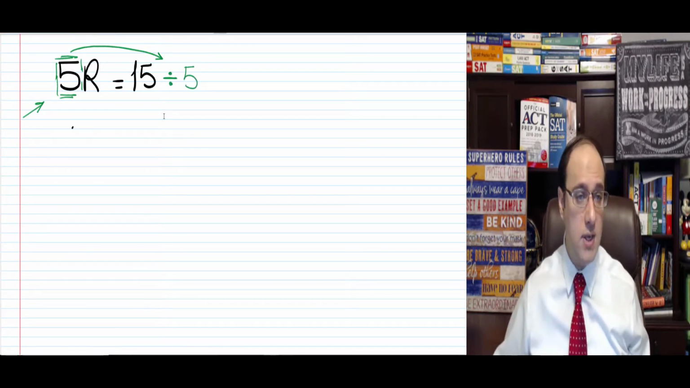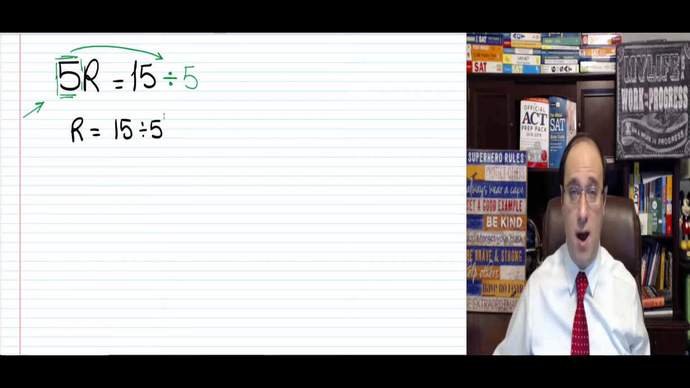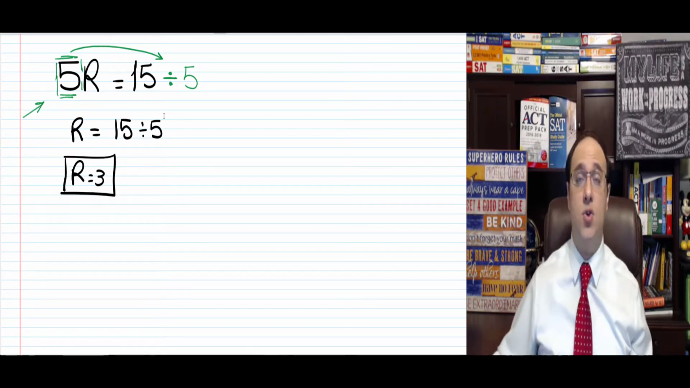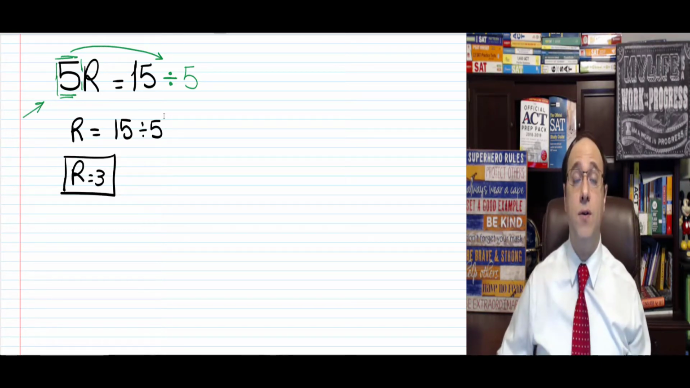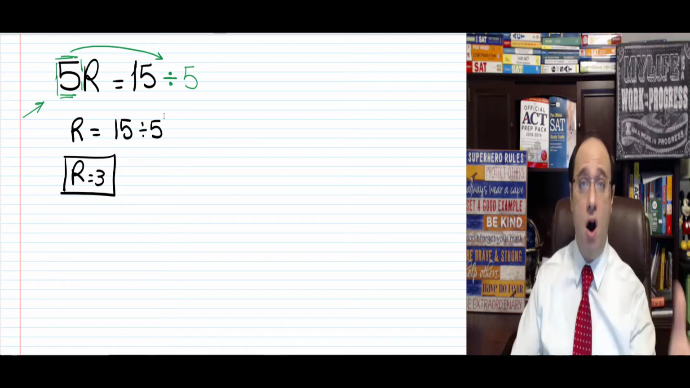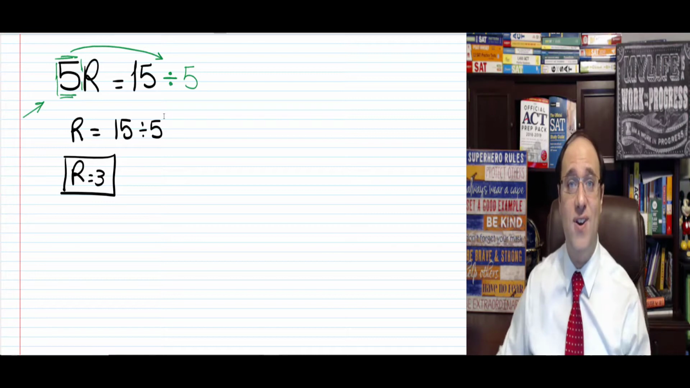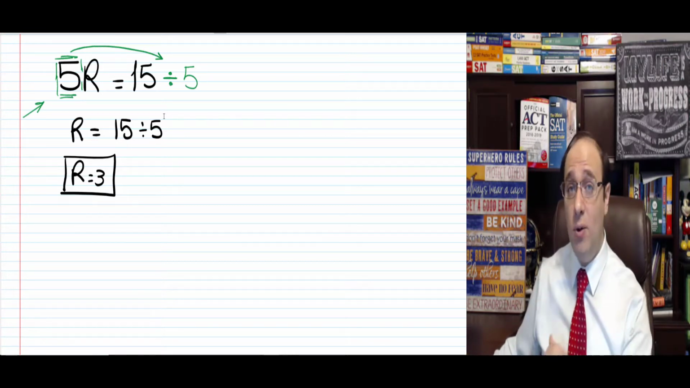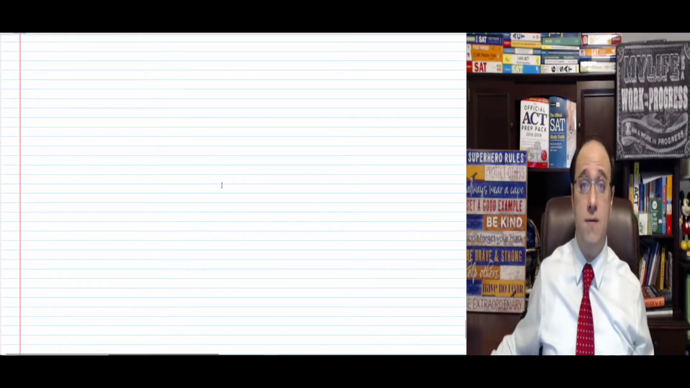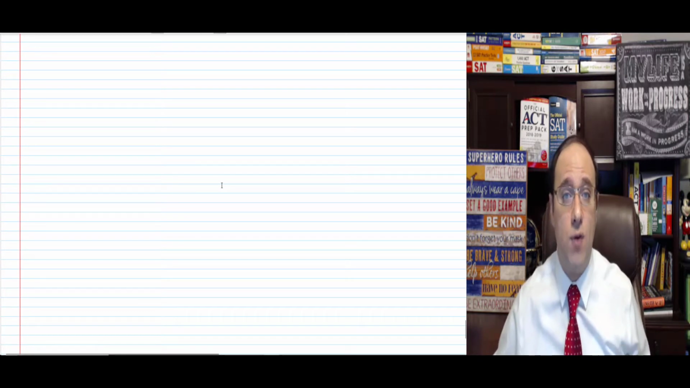So we can rewrite this as r equals 15 divided by 5. r equals 3. So it's exactly the same as the one above. The only difference is before I told you r times 5 equals 15. This time I told you 5r equals 15. Now let's do another one that's more difficult that involves fractions.